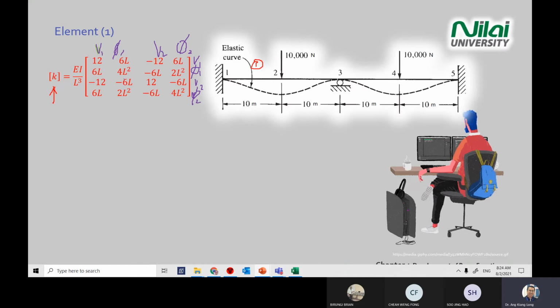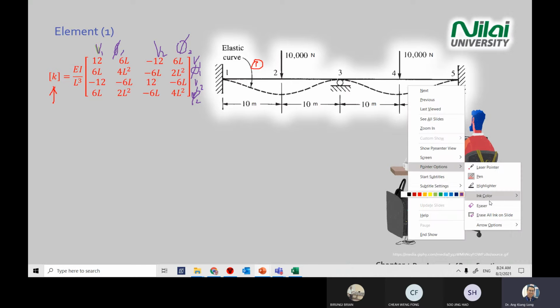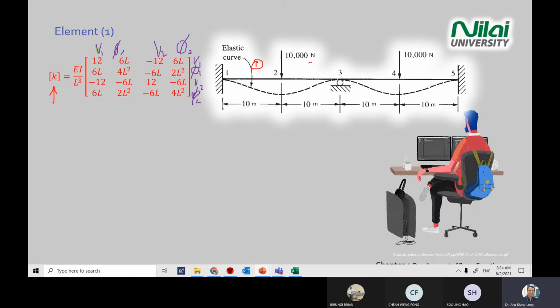Any question for the first element? Any question that you're not sure? Any one of you not sure why I label this one? Once you've done the first element k, you follow the steps. You go for element 2, connecting point 2 and point 3. You build the same.